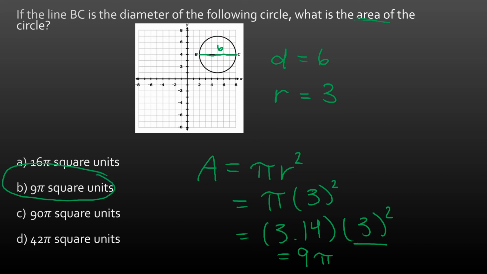Okay, so again, I counted my steps from B to C. That was my diameter, so I had to divide that by 2 to get my radius, which is 3, and then I needed to square it. So 3 times 3 gave me 9, and then I just need to attach my pi.